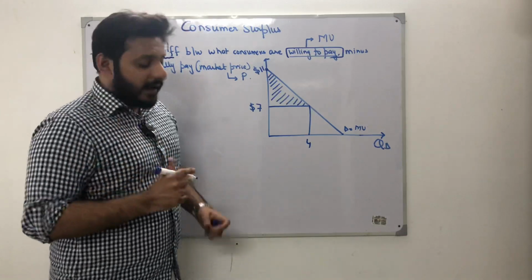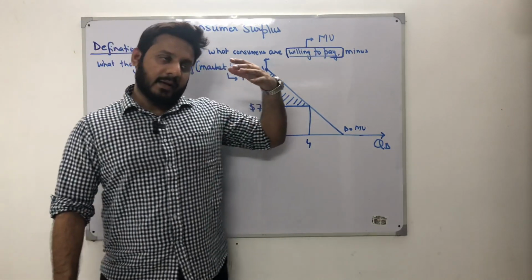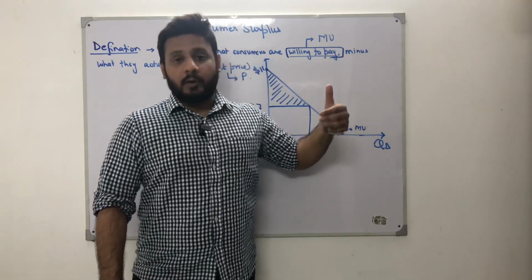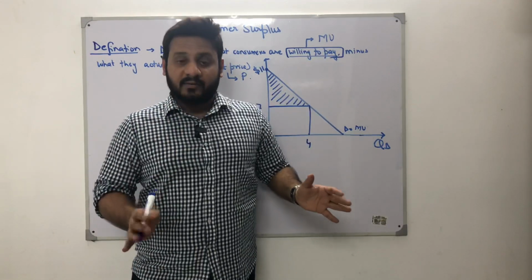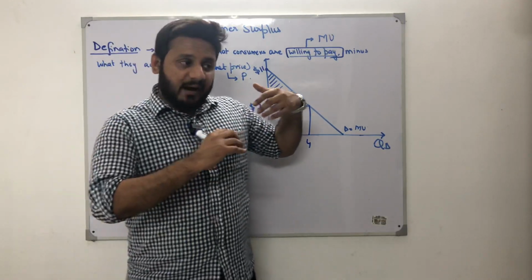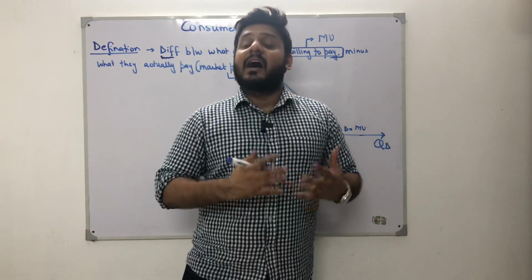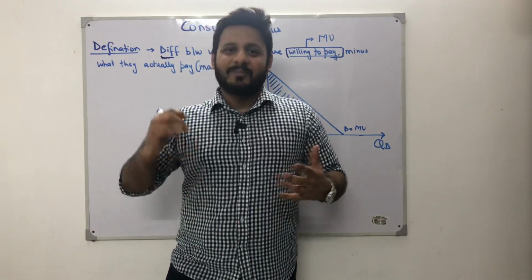So one more thing guys, a lot of students write in the exam that consumer surplus is the area above the price and below the demand curve. Now that is not wrong guys, but that is not the definition of what consumer surplus is. That is just a graphical representation of consumer surplus. That is, how are we going to represent consumer surplus on a graph?